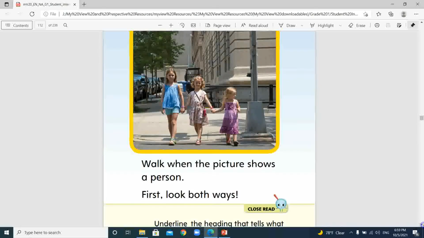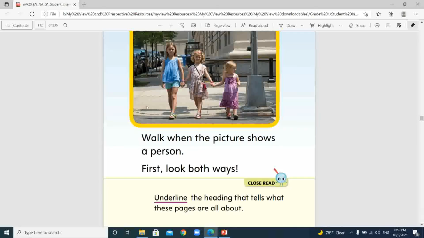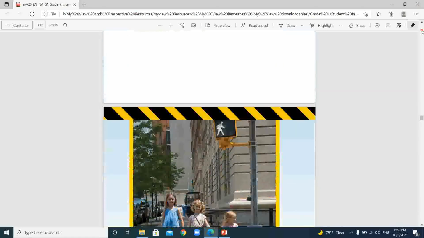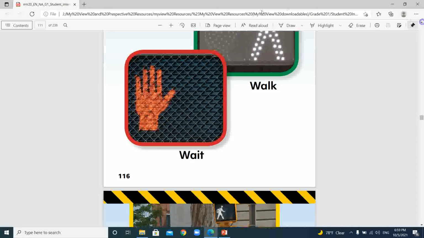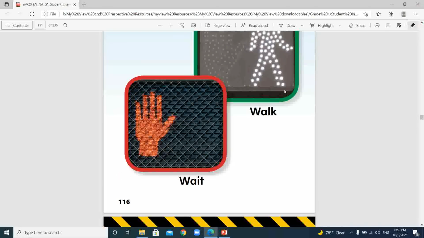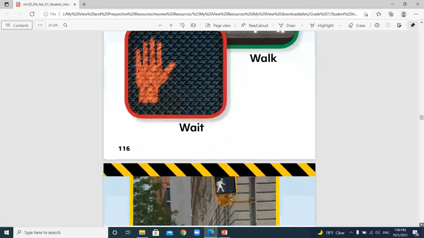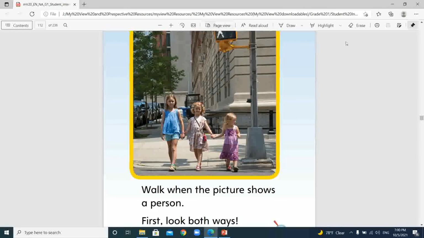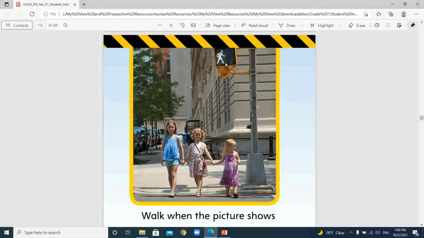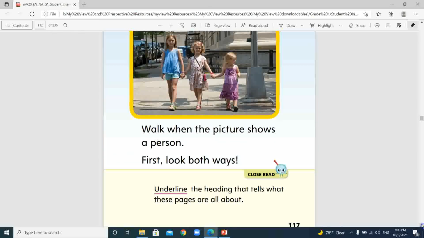Okay? On the next page, I know my book has different pictures, okay? But the same words. It says, walk when the picture shows a person. So, these girls would cross the street when they see the sign. If there's no crossing guard, they would go and look. They would go back, and when they see this, they would cross the street safely. Okay? When there's no crossing guard. See, they're crossing now because the street sign has a person walking. That means they know they can cross the street. It says, walk when the picture shows a person. First, look both ways. Right?